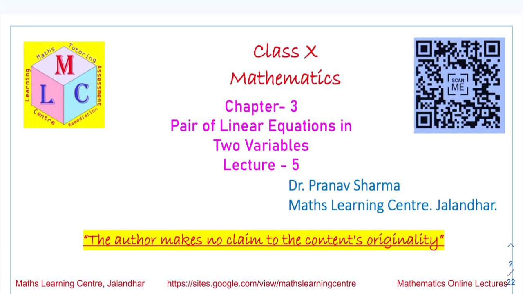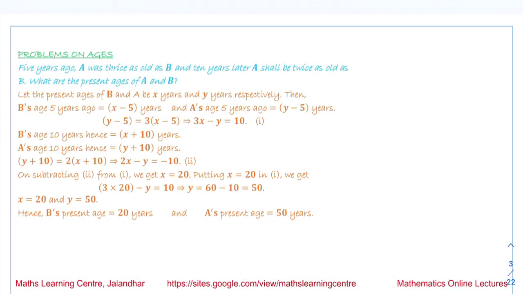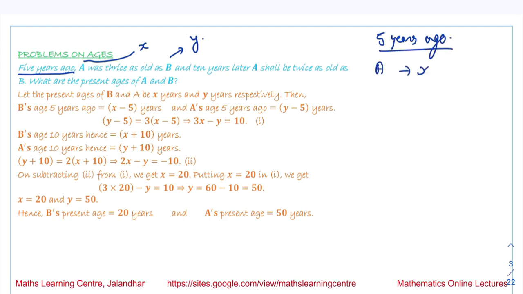Now the next kind of problem is based upon ages. The first question we have is: 5 years ago A was thrice as old as B. Suppose the present age of A is X years and B is Y years. First of all, we are talking about 5 years ago. A's age is X minus 5 and B's age is Y minus 5.